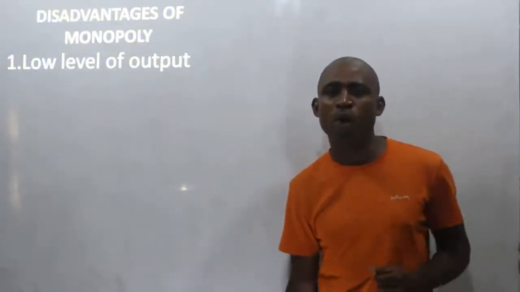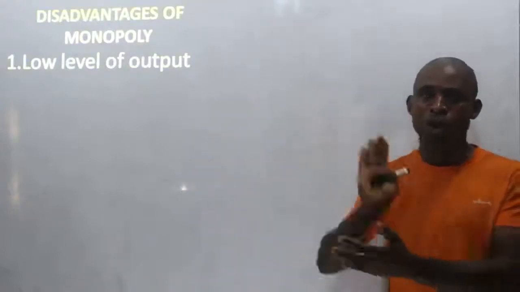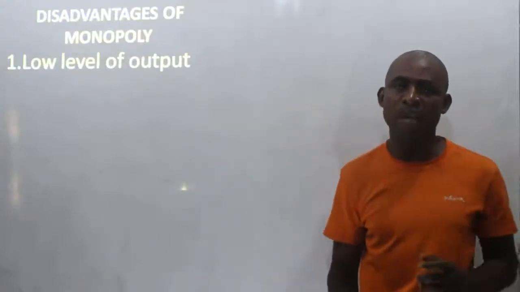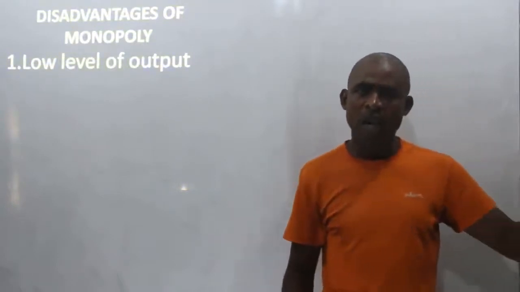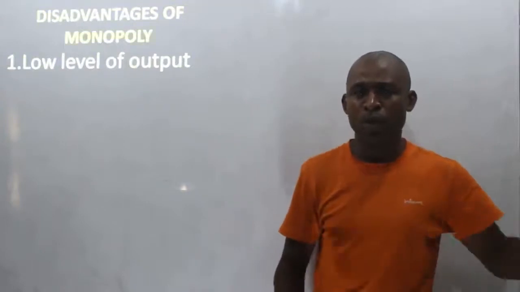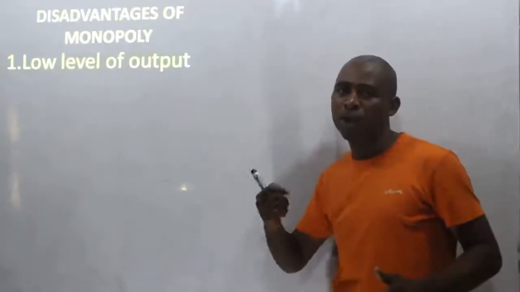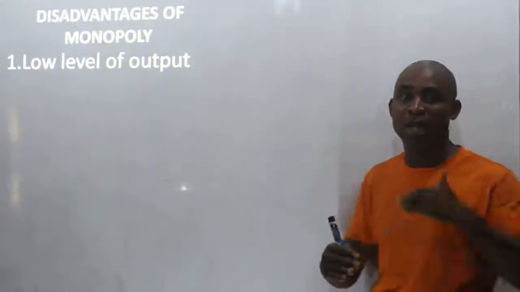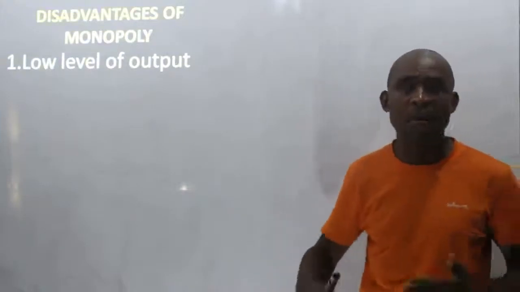Now, let's look at the disadvantages of monopoly. One, low level of output. Yes, this is what the monopoly does. It reduces output in order to increase the price, to charge a high price. But if you compare this market with that of perfect competition, you notice the perfect competitive market produces more output than the monopolist. So the monopolist always produces less. He has to charge a high price. So whenever there is monopoly, there's always a low level of what now? Output.